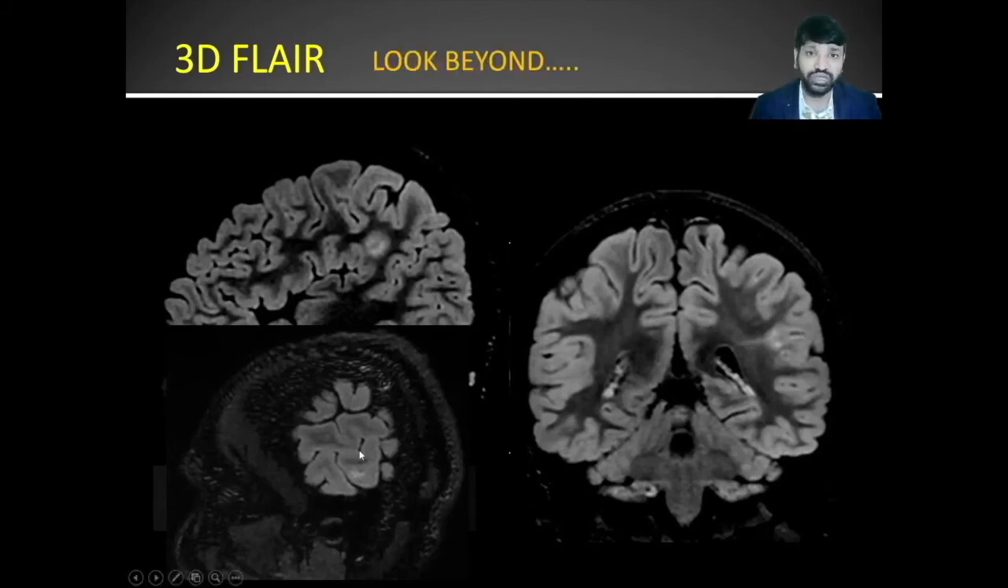So when you're looking at the 3D FLAIR sequence, always look for any bright signal anywhere in the brain parenchyma or in the sulcal spaces or the calvarium. Make use of the 3D FLAIR to look at areas other than the brain parenchyma, that is the orbits, paranasal sinuses, neck spaces and the cervical spine.